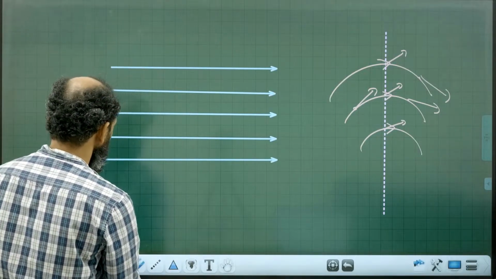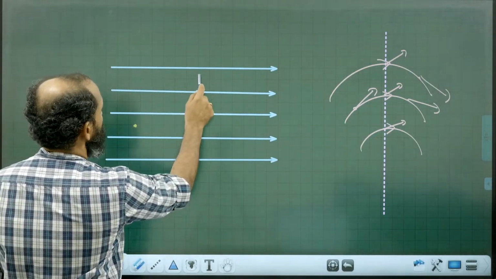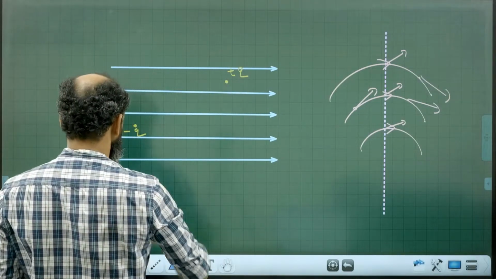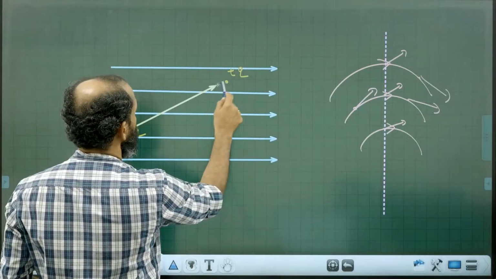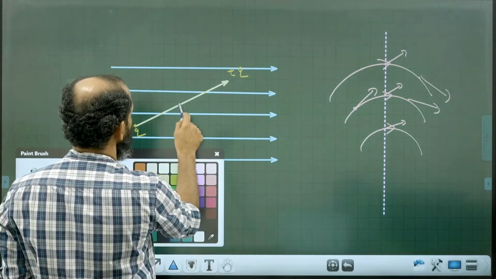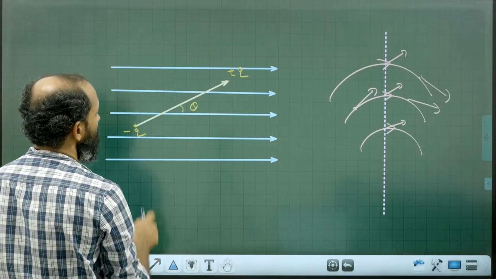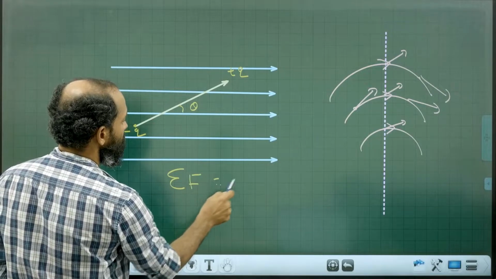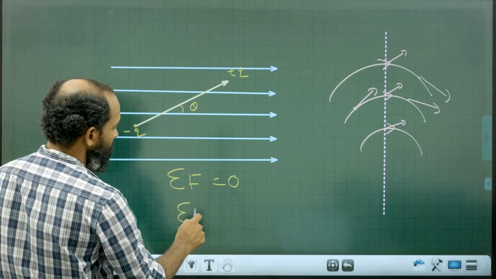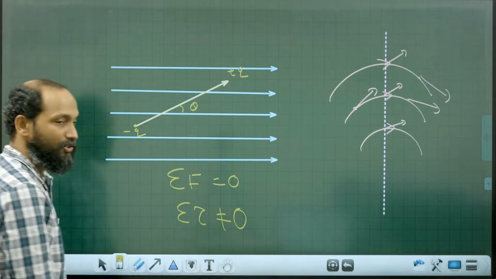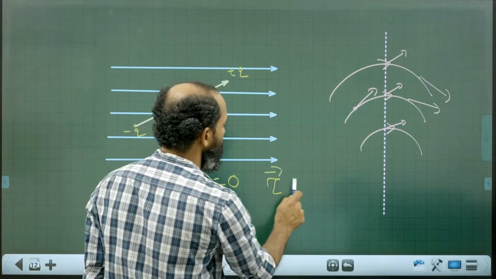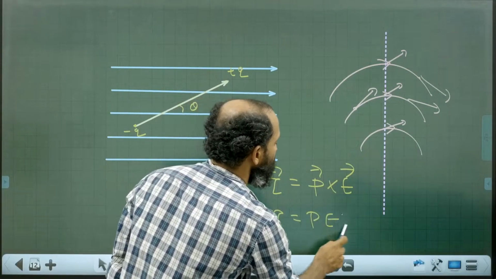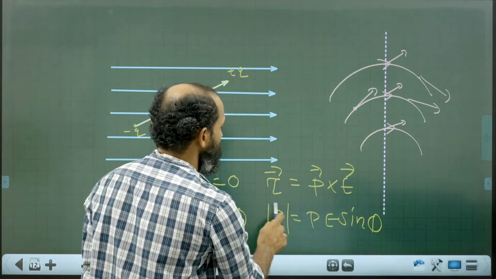Okay. Now you place a dipole here with minus q here, plus q here. And the direction of the dipole moment vector is from minus q to plus q. The field and moment are at an angle theta. The net force acting on this dipole is 0. But net torque in this picture is not 0. The general formula for net torque is tau equal to P cross E. That is tau is equal to P E sine theta. That's its magnitude.